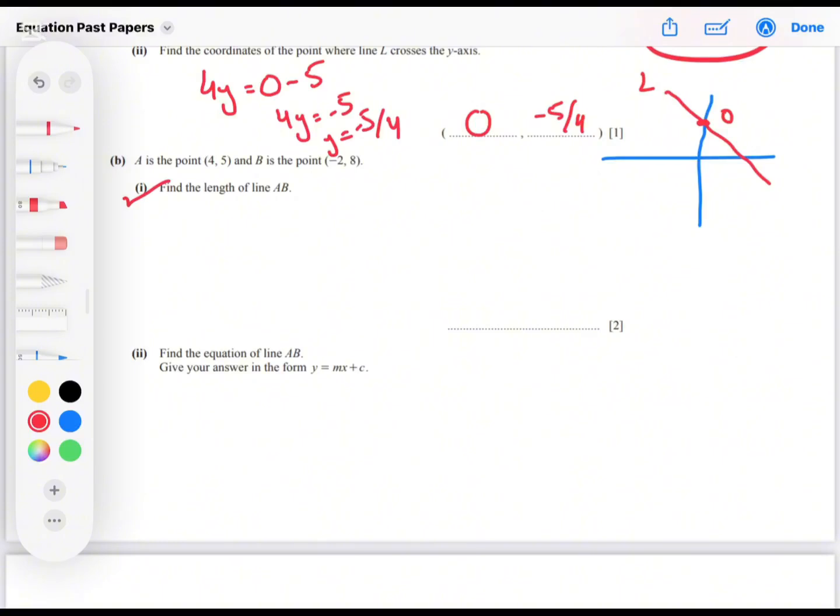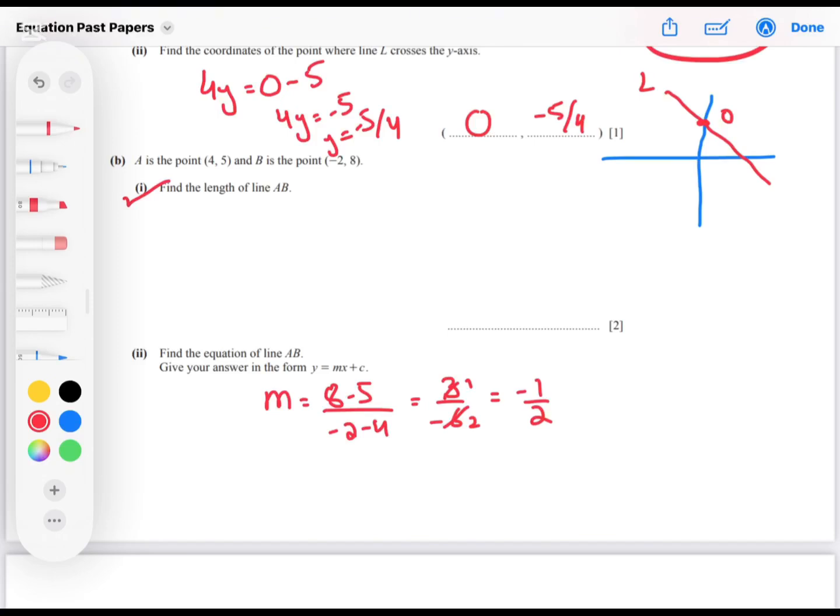In the second part, find the equation of the line. So for that, we have to find the slope first. y2 minus y1, so 8 minus 5, and minus 2 minus 4. 8 minus 5 is 3, and this is minus 6. 3 ones are 3, 3 twos are 6, so minus 1 over 2 is the slope we got.